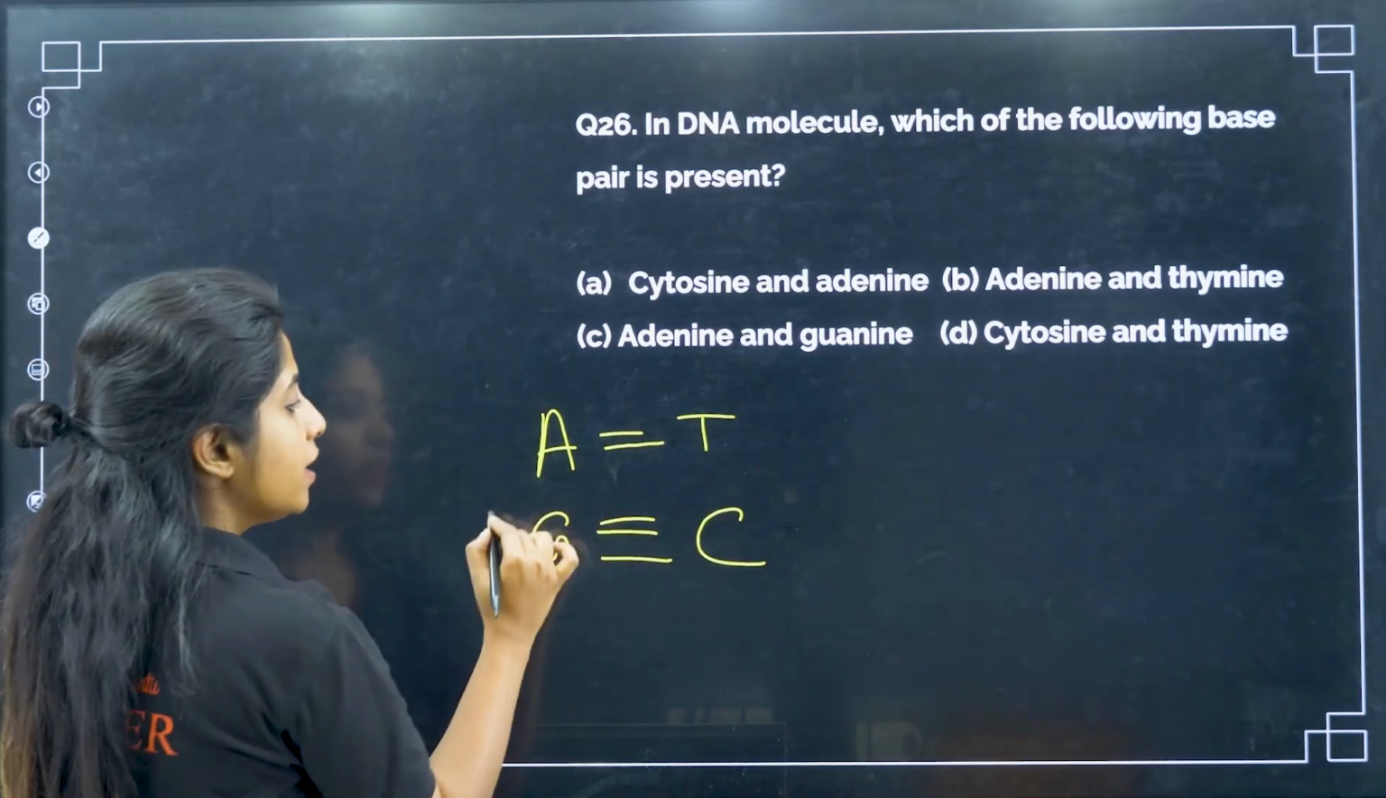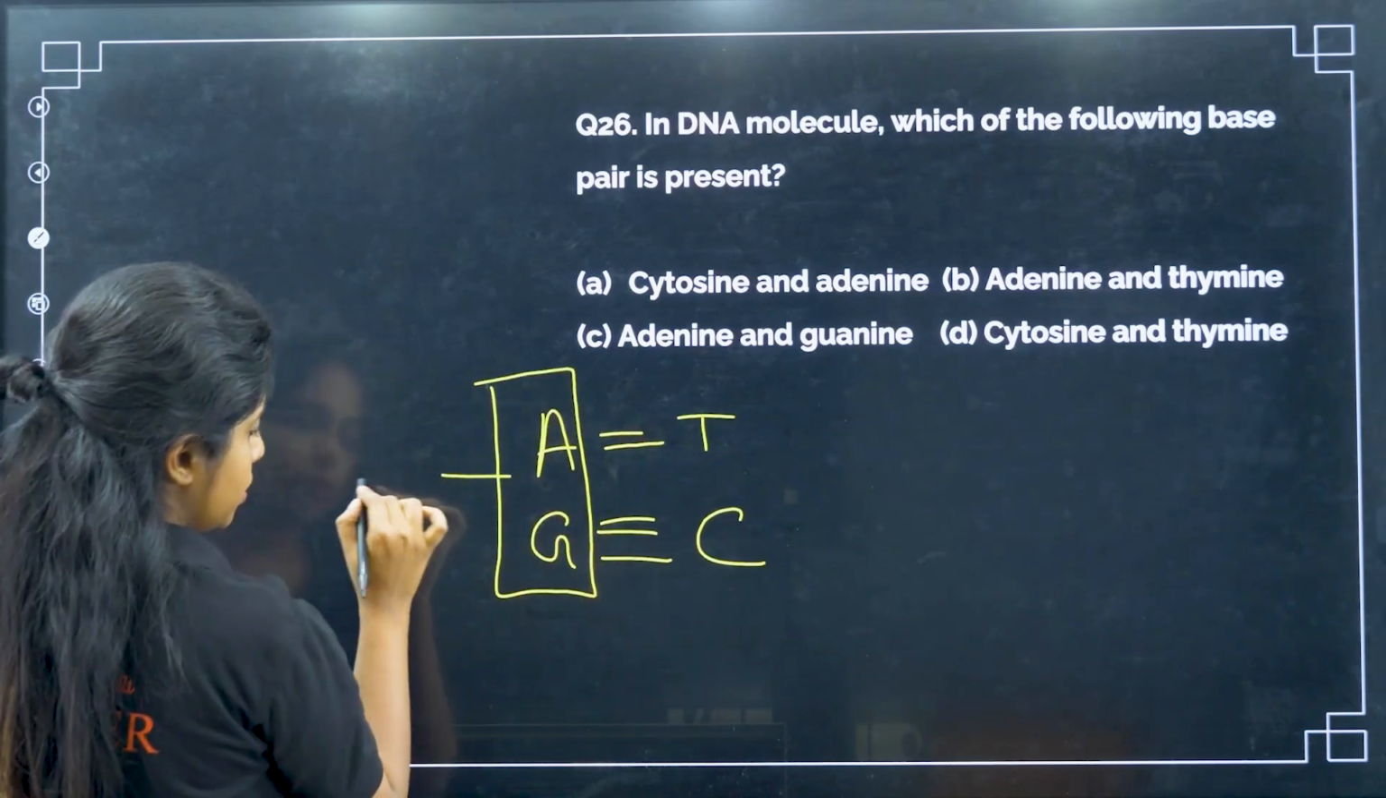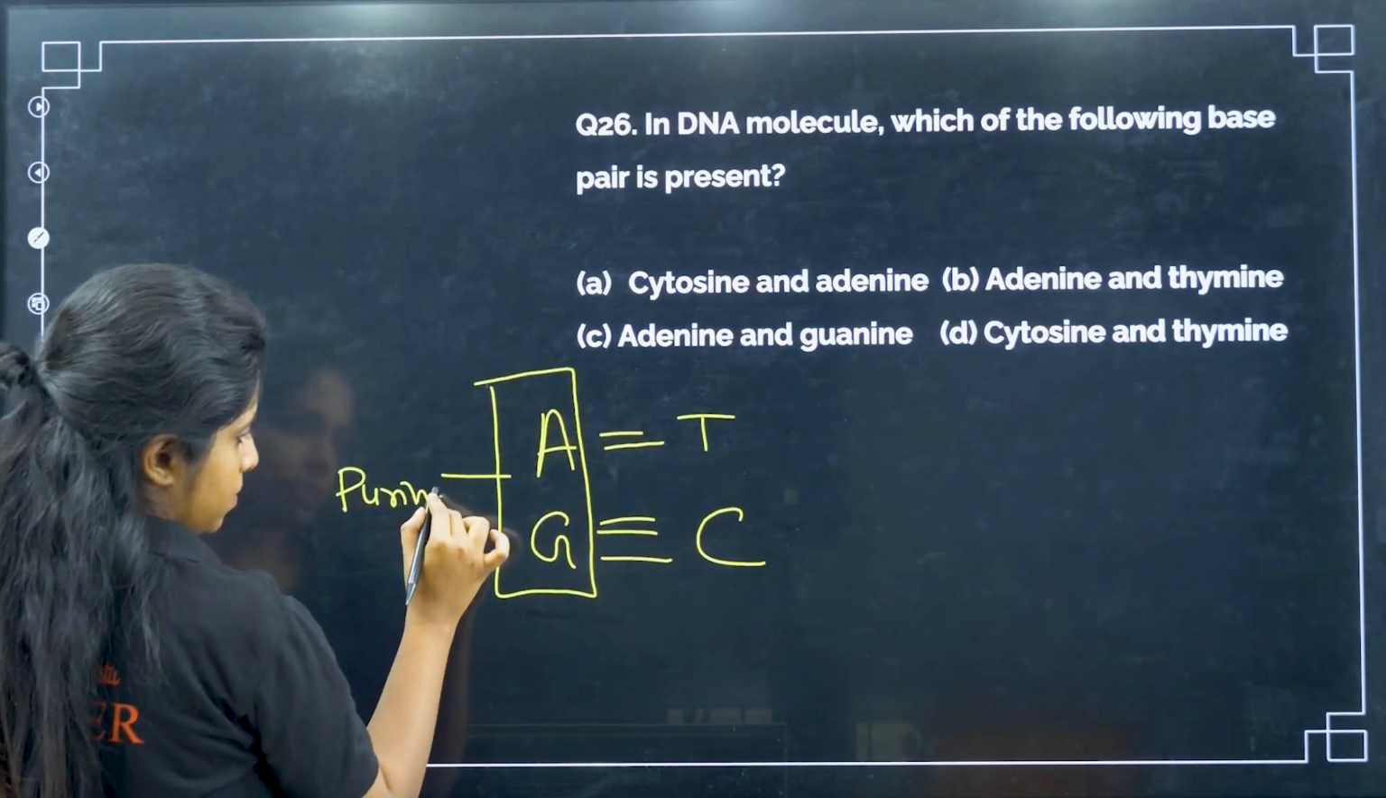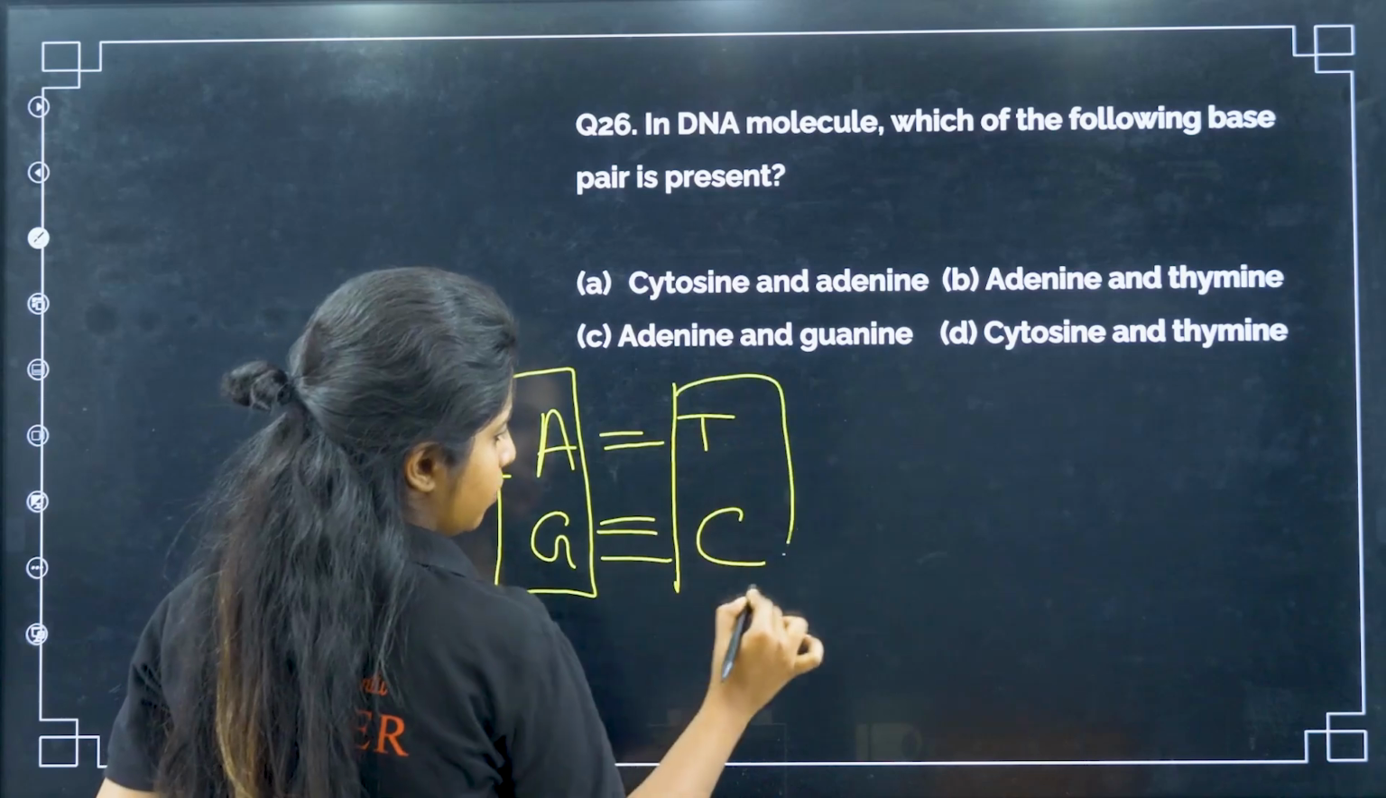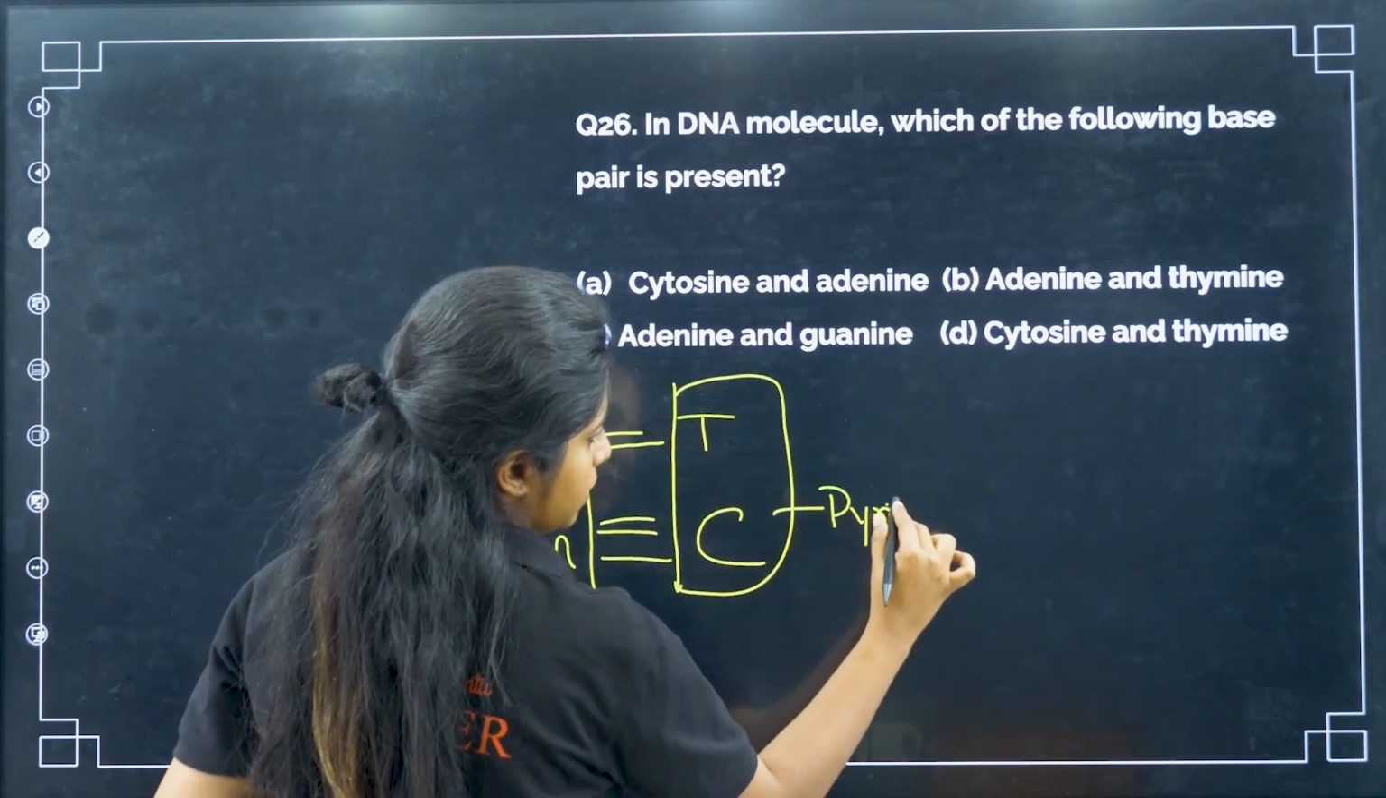Okay, so adenine and guanine, they are together known as purines, and thymine and cytosine, they are known as pyrimidines.